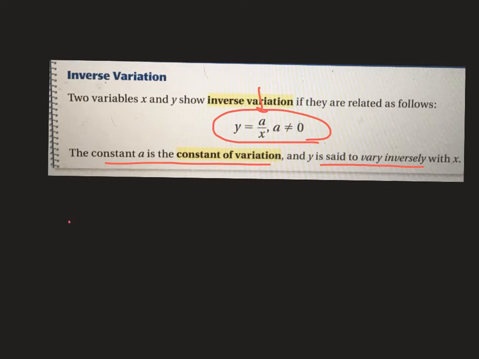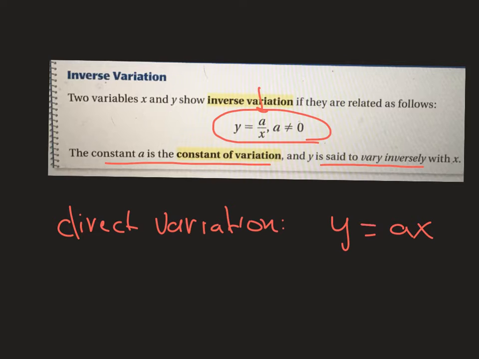Way back this year, we did something called direct variation, and the direct variation equation worked like this: y equals a times x. It was a linear equation which went through the origin, and a represented slope, constant slope. That was the constant of variation. That's called direct. Today we're doing inverse, where it's like this.